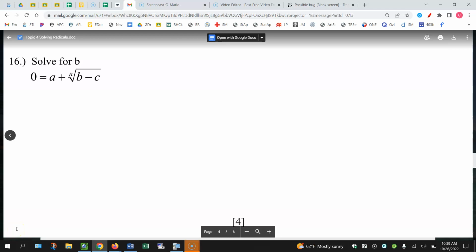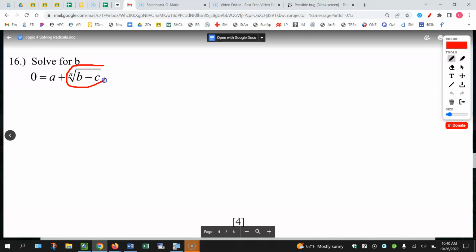Okay, the next part of this lesson is question 16. What you're going to have is, instead of having numbers, you're just going to have a bunch of letters, but we're still going to follow the same process to get the radical by itself and then undo that radical. So here, the goal is to get this by itself.